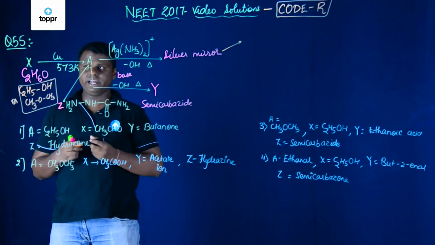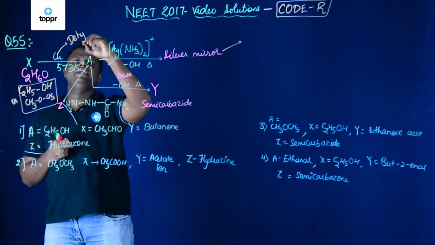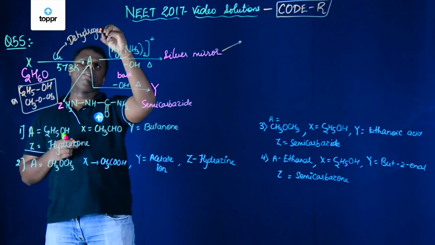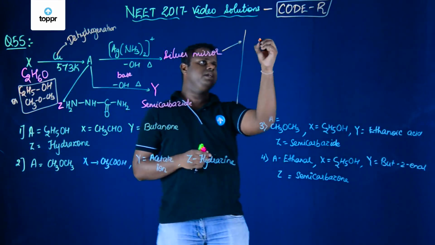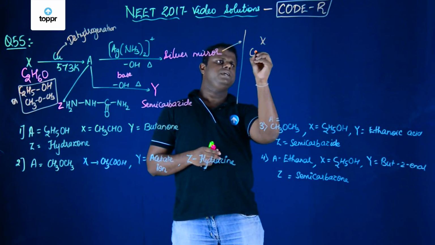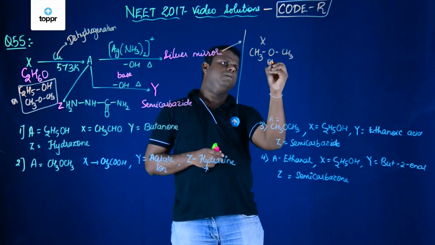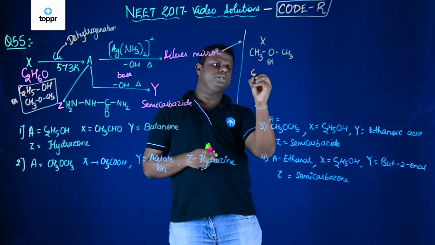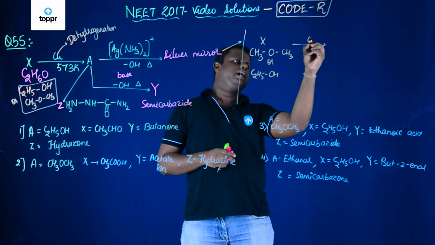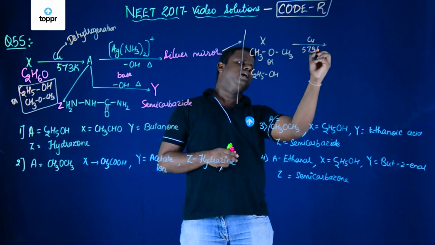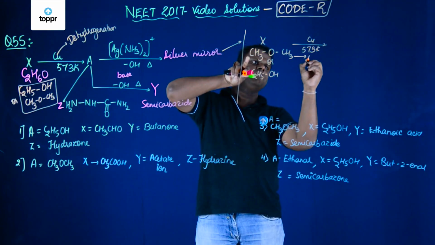There are possibilities, right? Now, using metallic copper, it undergoes dehydrogenation. So what exactly happens? So X, which can be CH3OCH3, or it could be something like C2H5OH, right? So this on treatment with metallic copper at 573 Kelvin, what exactly happens? So there is basically no reaction with the ether.